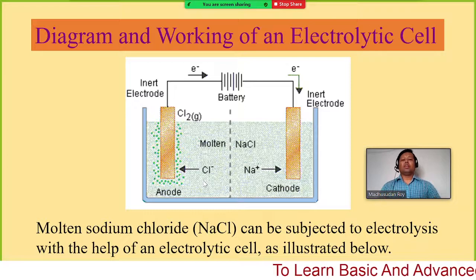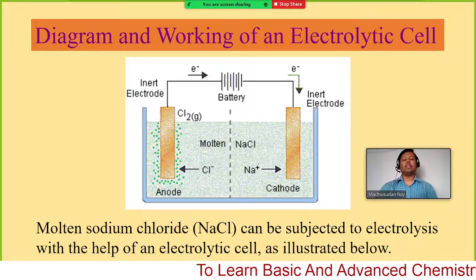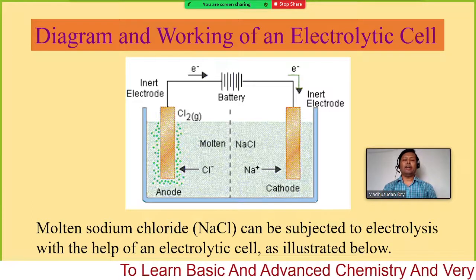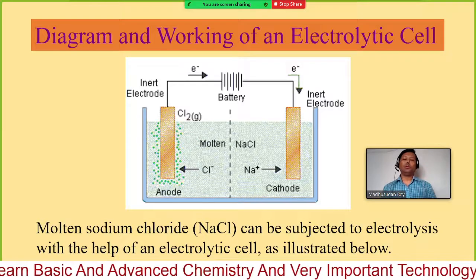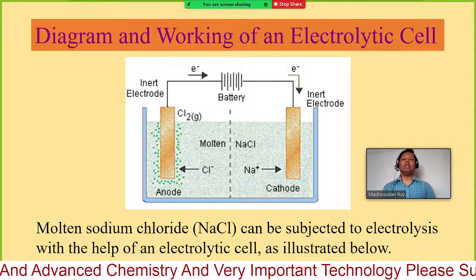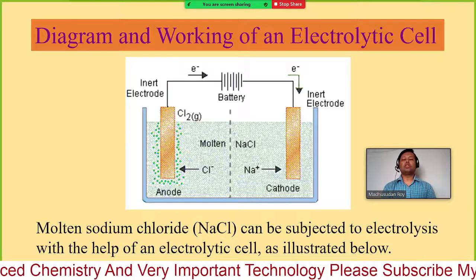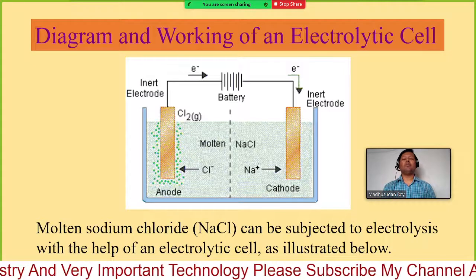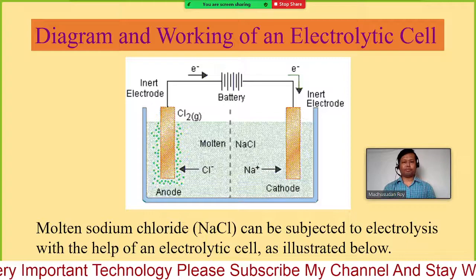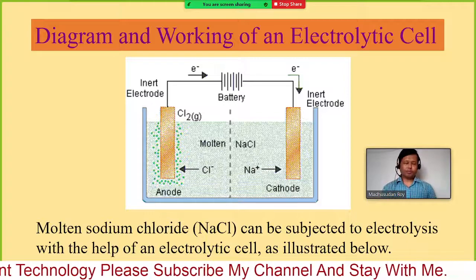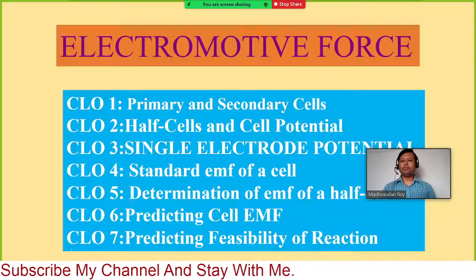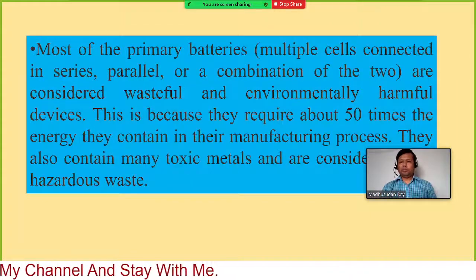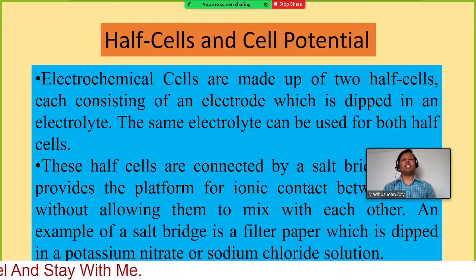So when an electrode is dipped into an electrolyte, it has some tendency to gain or lose some electrons. That is considered as the EMF of that half cell. Understand? Okay. Half cells and cell potential.